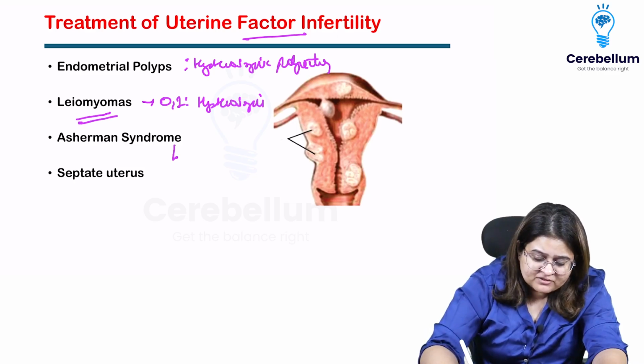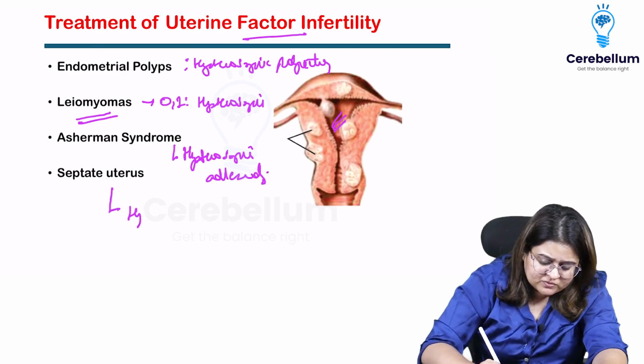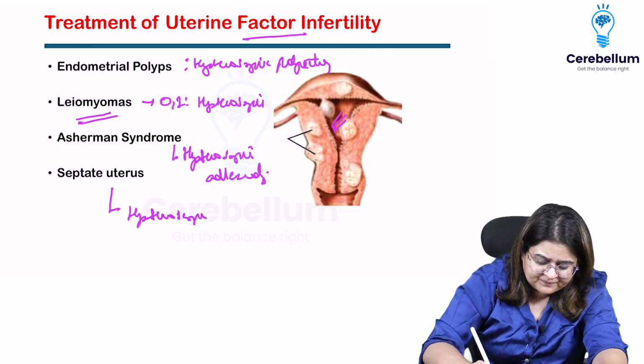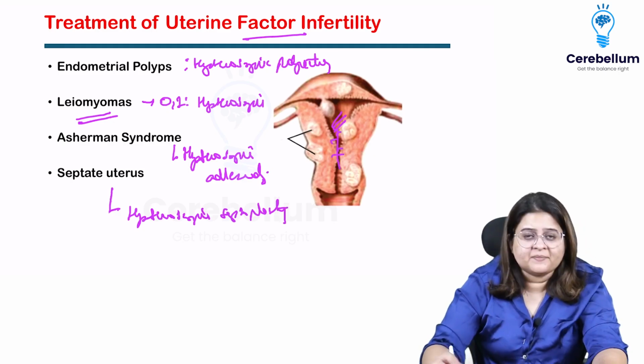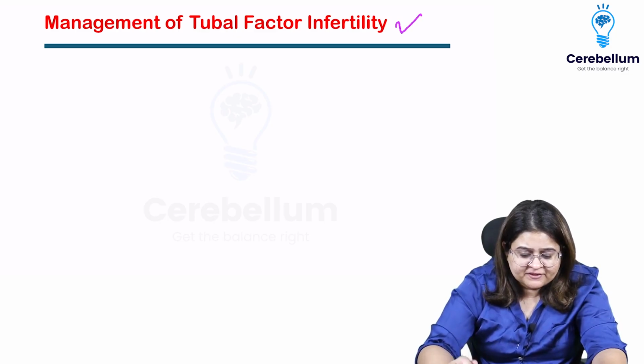Asherman syndrome, that is intrauterine adhesions, you'll do hysteroscopic adhesiolysis. And if it's a septate uterus, you'll do a hysteroscopic septoplasty. That means you'll cut the septum hysteroscopically. Tubal factor infertility we've already discussed.